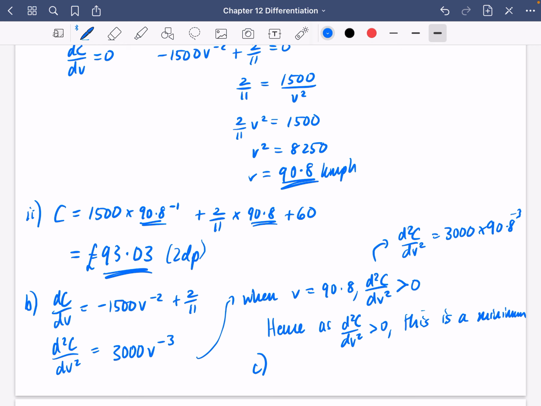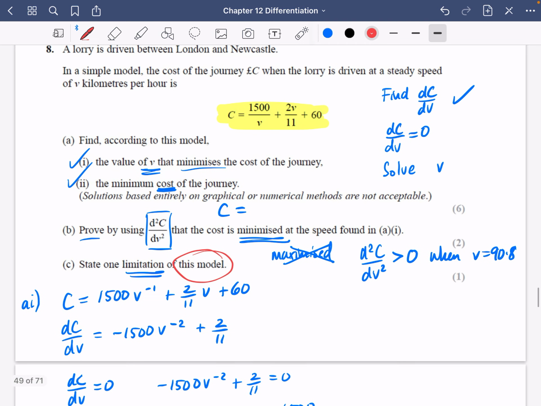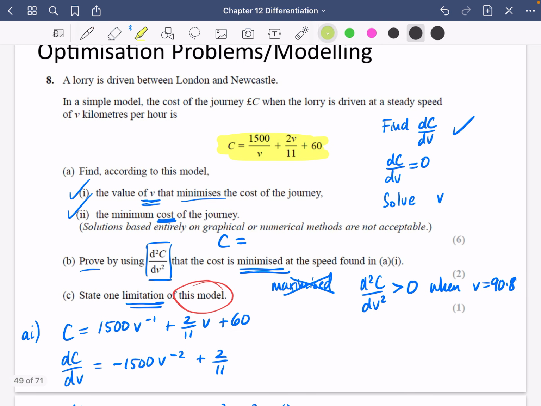And then we're going to look at part C of the question, which says, state one limitation of this model. So let's actually just see what the model is. Let's read the bit that's talking about the model here. It says, in a simple model, the cost of the journey when the lorry is driven at a steady speed per hour is this. So we need to pick out something from this that is not probably very good.